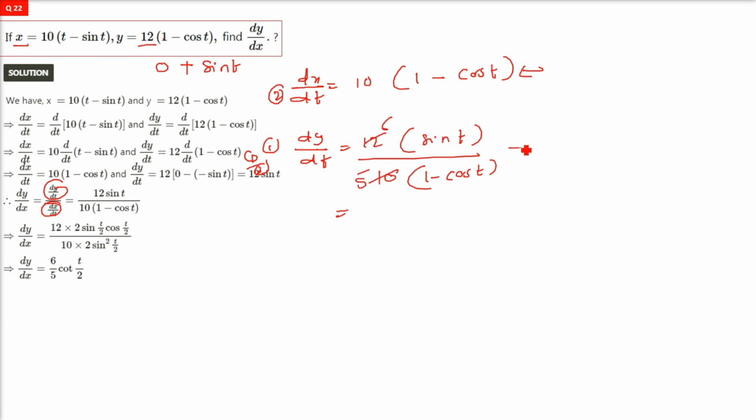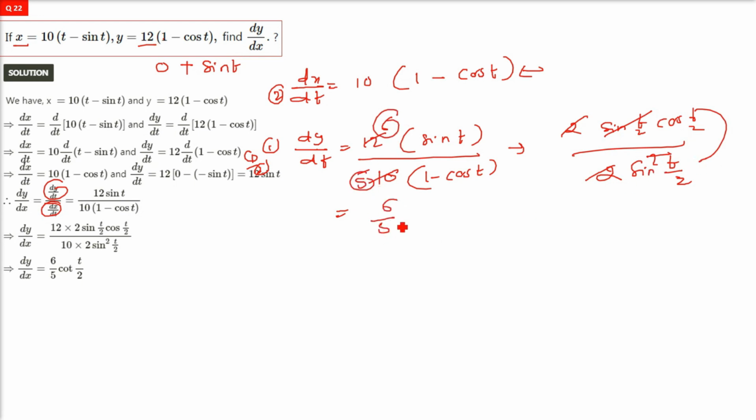Now this 12 and 10 you can always cancel by 2 and you can get 6 by 5. Sin 2 theta is 2 sin theta cos theta, so sin t is 2 sin t by 2 cos t by 2. And in the denominator 1 minus cos t is what? 2 sin square t by 2, you already know that. And then we have this 6 and 5. So 2 gets cancelled, 6 and 5 is already there. One sin you can cancel. So cos t by 2 and sin t by 2, this is going to be cot t by 2. So 6 by 5 cot t by 2. This is your answer, dy by dx.